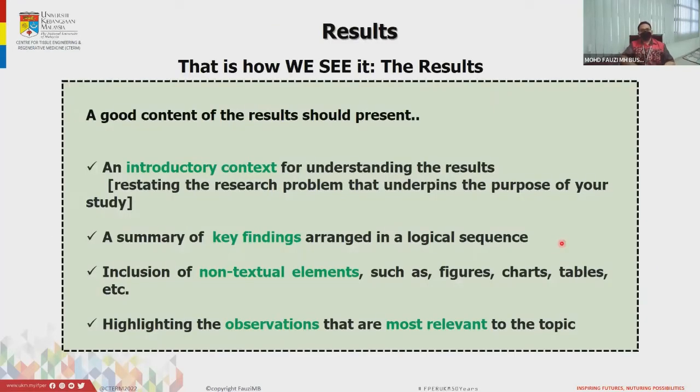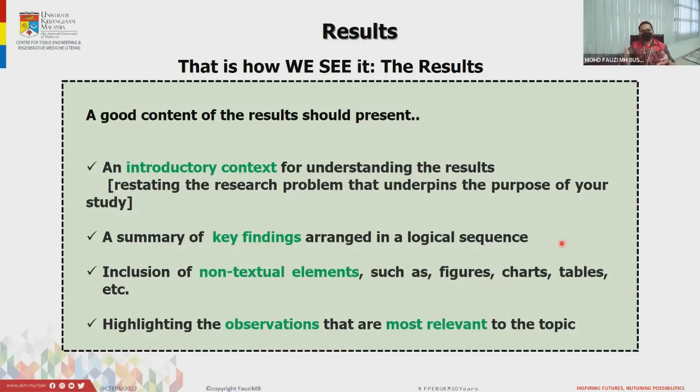In the results section, this is how we see it. You already did your research, and then you will see, in the results, using figures, graphs, and sometimes tables.